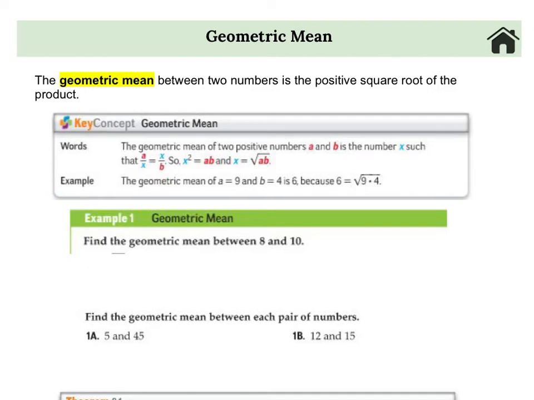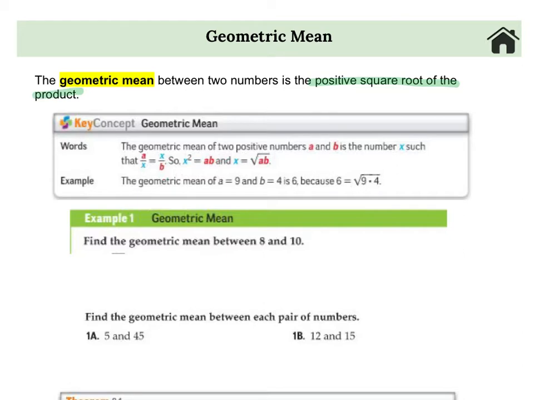Hey everyone, so today we're going to be starting Unit 6. Unit 6 focuses very much primarily on right triangles. So the first topic that we want to talk about before we get into the right triangles themselves is the geometric mean. So the geometric mean between two numbers is going to be the positive square root of the product.